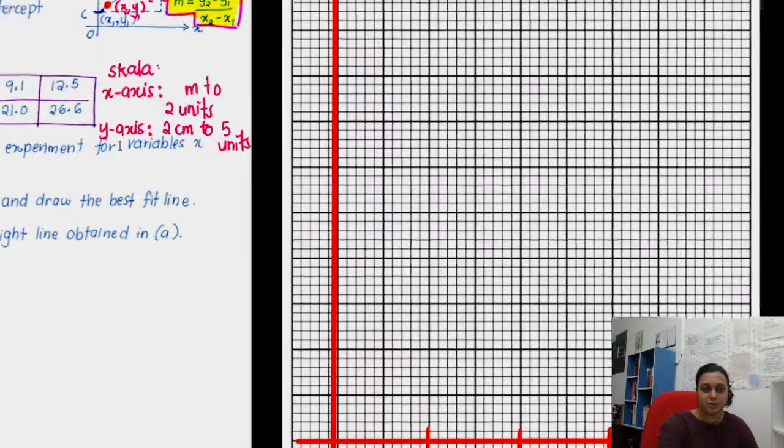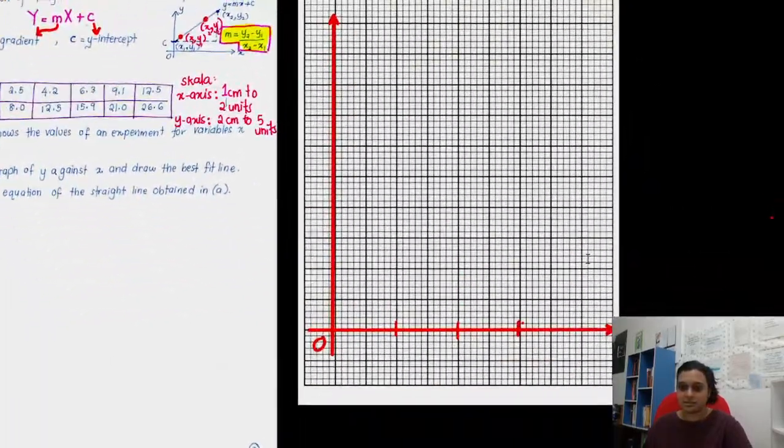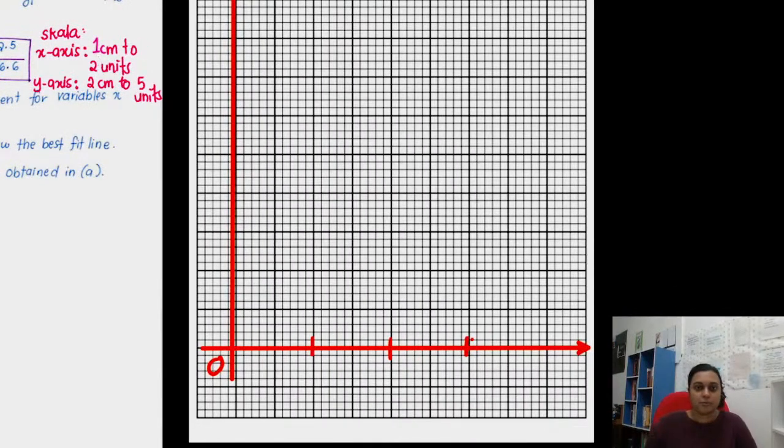If you all are already on the way, can you all change this to 1 cm? 1 cm to 2 units. 1 cm means you will get 5 boxes, isn't it? Because this is a bit long for the x-axis. So here will be 2, 4, 6, 8, 10, 12, 14 here. This one is x, so we can write x.